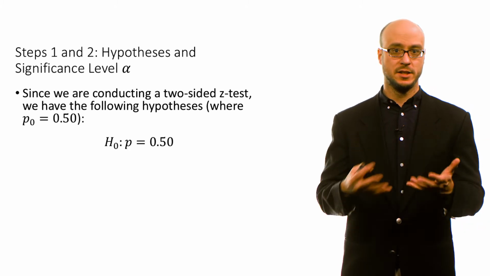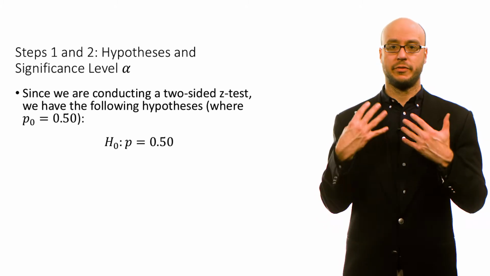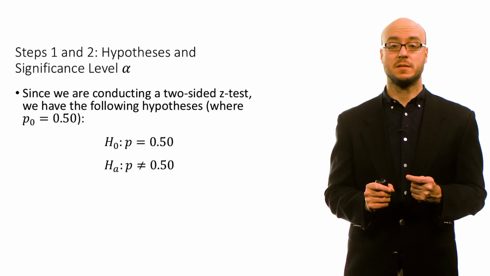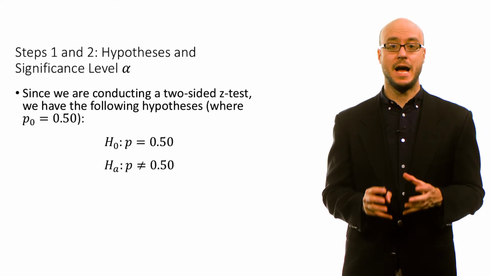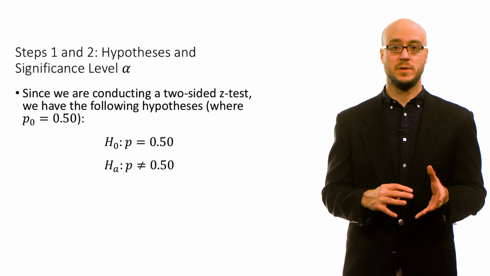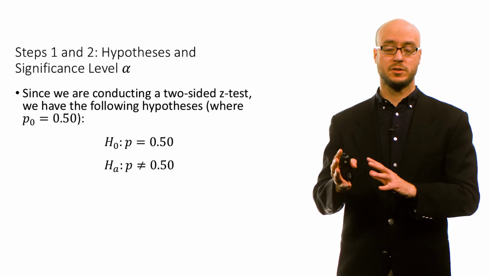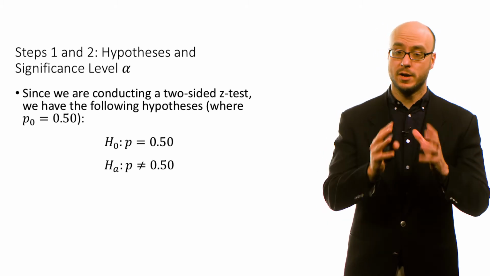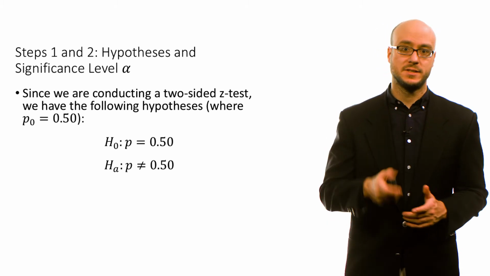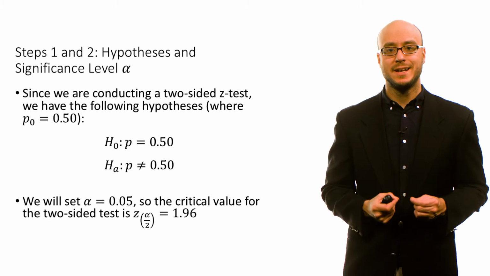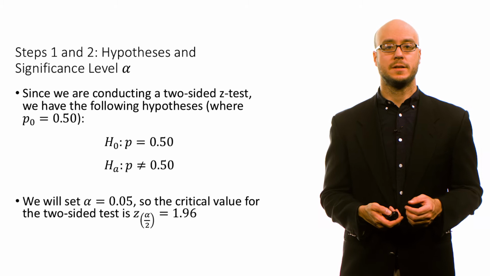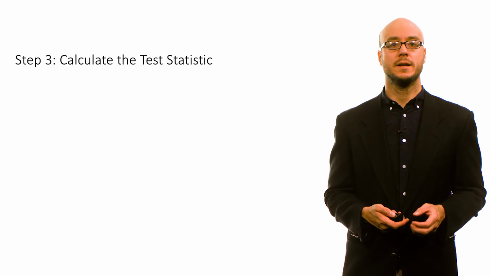You're a financial analyst, and the executives that you work with think that Americans are evenly split. The alternative is that the population proportion is not equal to 0.5. Either the population proportion is greater than 0.5 or it's less than 0.5. But the point is that Americans are not evenly split. That's the alternative hypothesis. We're going to set alpha to 0.05, so our critical value for a two-sided test is going to be 1.96.